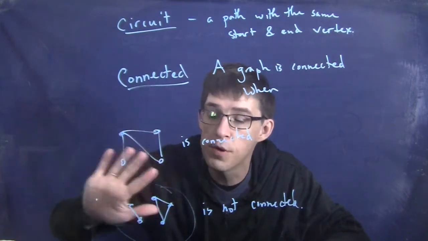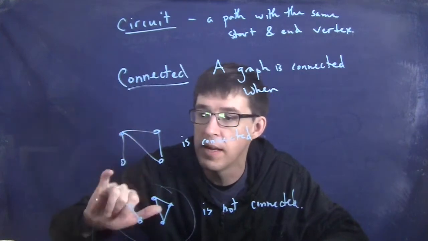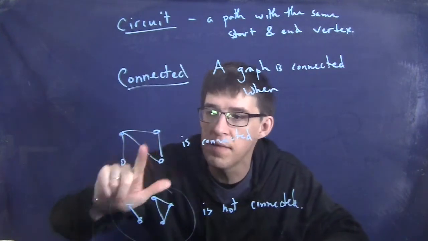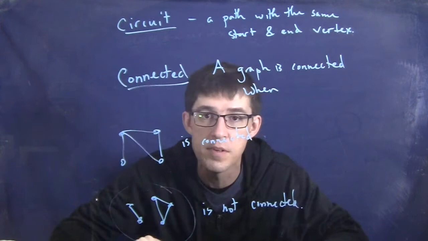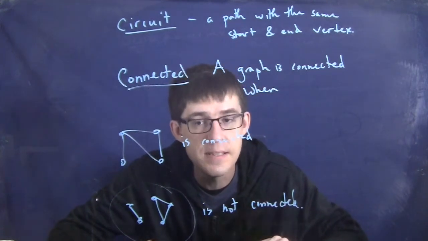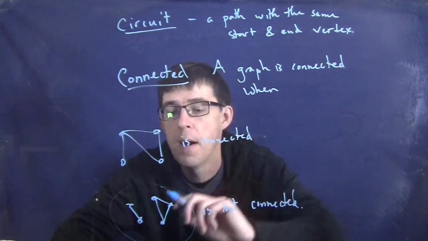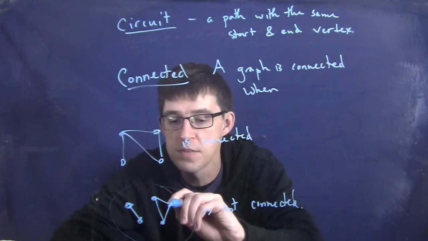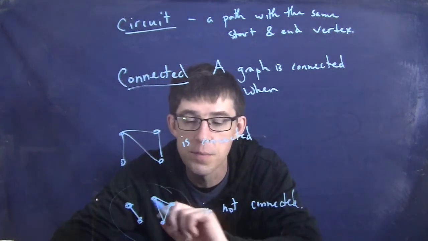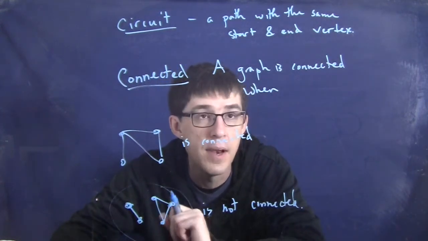If you choose any two vertices, even if they may not be connected by an edge, for instance this one and this one, they don't have an edge together, but you can make a path from one to the other. That is not true of a disconnected graph. For instance here, from this vertex to this vertex, there is no path that goes from there to there. That's how you know it is not connected.